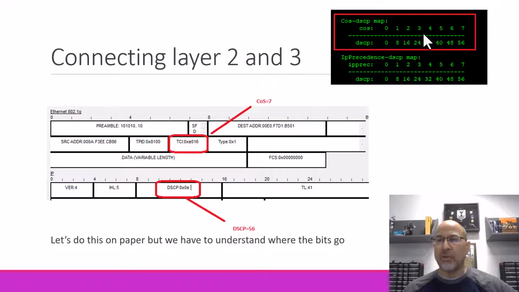A layer 2 CoS value gets mapped to a layer 3 DSCP, and you can see that right here. We did the conversion in the previous video, so we found out that a CoS value of 7 gets mapped to 56, and we figured out how that actually works. It's the 6 bits in the DSCP field. Okay, so that's where we are.